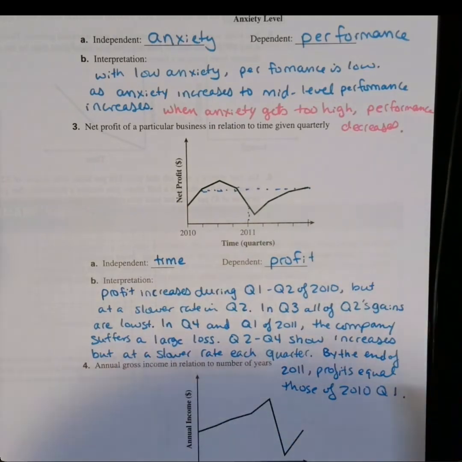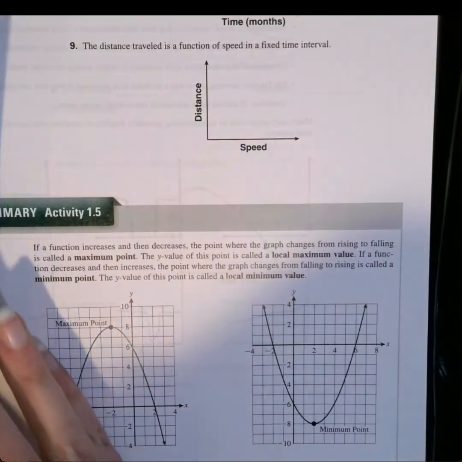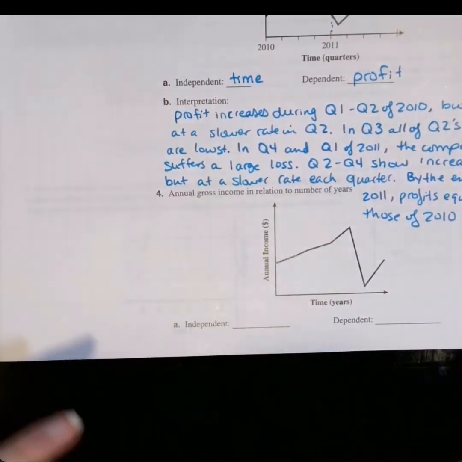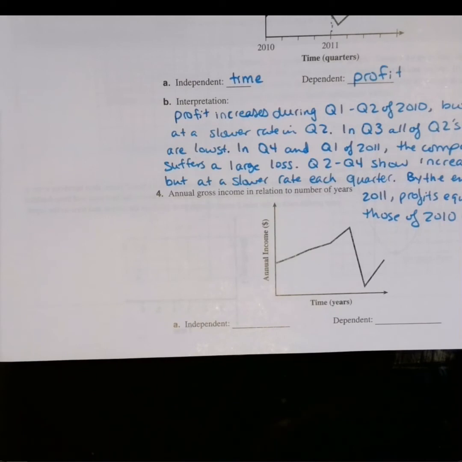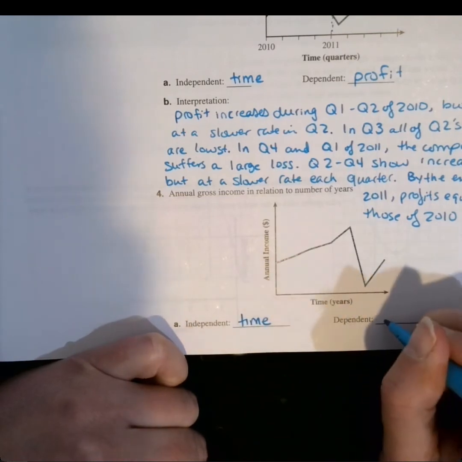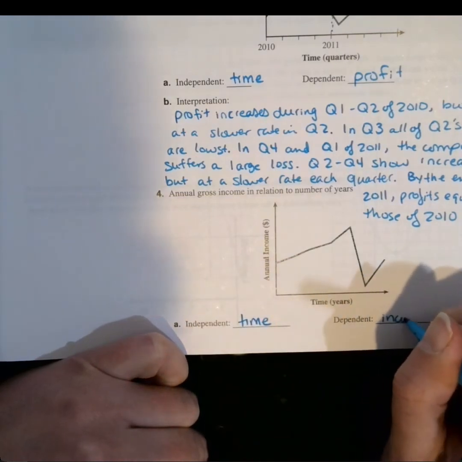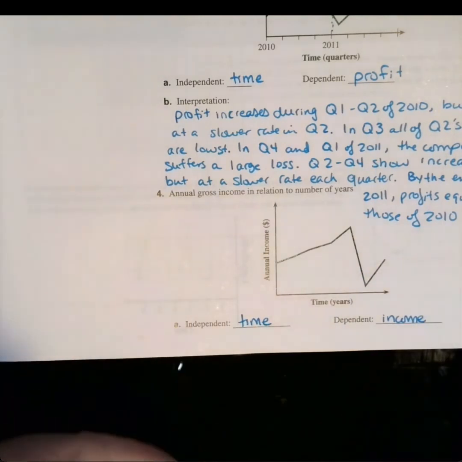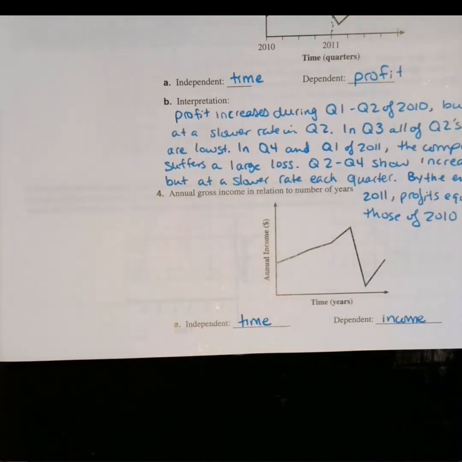Okay, so I think this is our last picture interpretation. So let's take a look at this picture down here at the bottom, and then they flip it to the other side. So we'll have to try to interpret this and then write down our thoughts on the next page. So here, our independent variable is time, and our dependent variable is that annual income. And so this is the annual gross income in relation to the number of years.